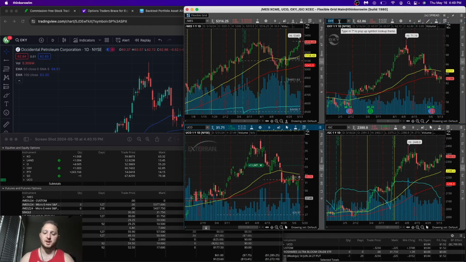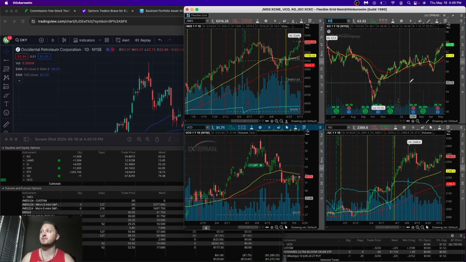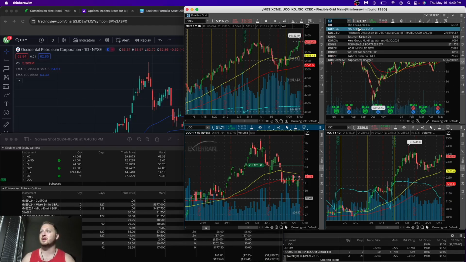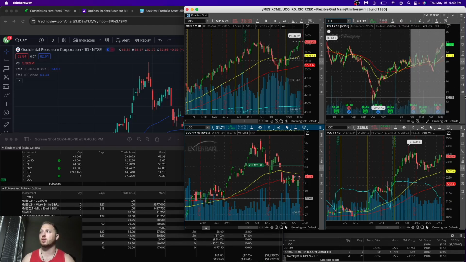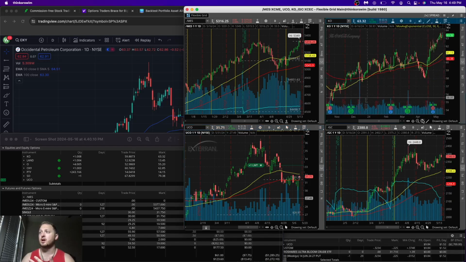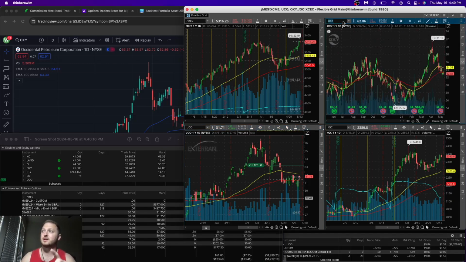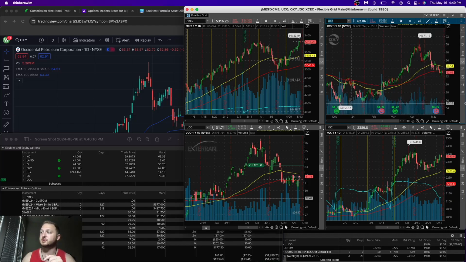And then something like KO, maybe another one. But again, it's up near the highs as well for Coca-Cola. I'm a big fan of Coca-Cola. There's just no premiums in this one. And this is the same thing with Oxy. Something I have looked at possibly selling options on. And I could go sell an option.